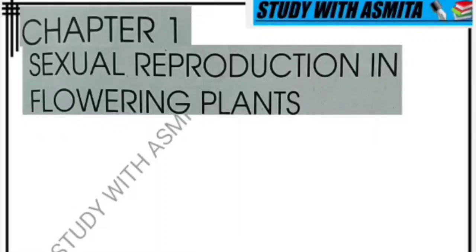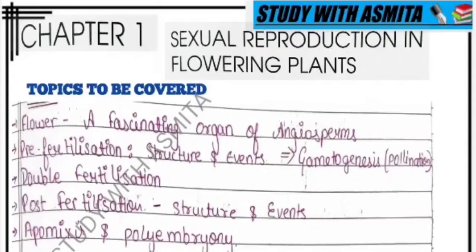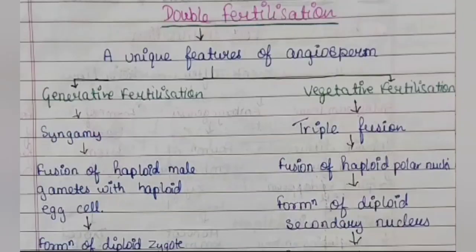Today we are going to start with the second and final part of the chapter, Sexual Reproduction in Flowering Plants of class 12th. We have already covered the topic flower and pre-fertilization steps, right? So in today's video we are going to start with the topic double fertilization, which is a unique feature of angiosperms.